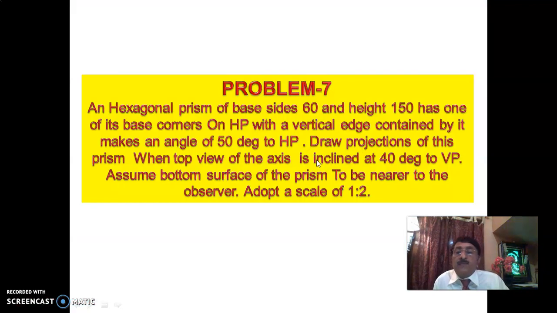Now, in this session 4, we'll touch upon problem 7, which says: a hexagonal prism of base side 60 and height 150 has one of its base corners on HP, with a vertical edge contained by it making an angle of 50 degrees to HP. You have to draw projections in this position when the top of the axis is inclined at 40 degrees to VP. Assume the bottom surface of the prism to be nearer to the observer. Since the dimensions are big and you have to manage an A4 size sheet, better take a scale of 1:2.